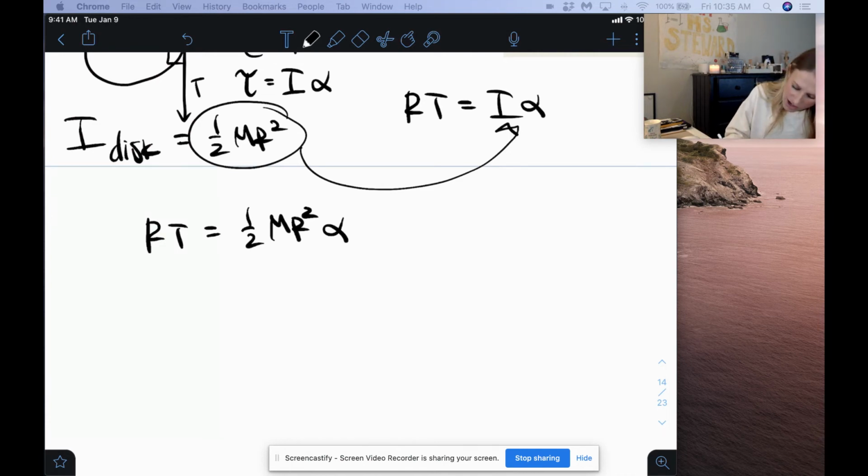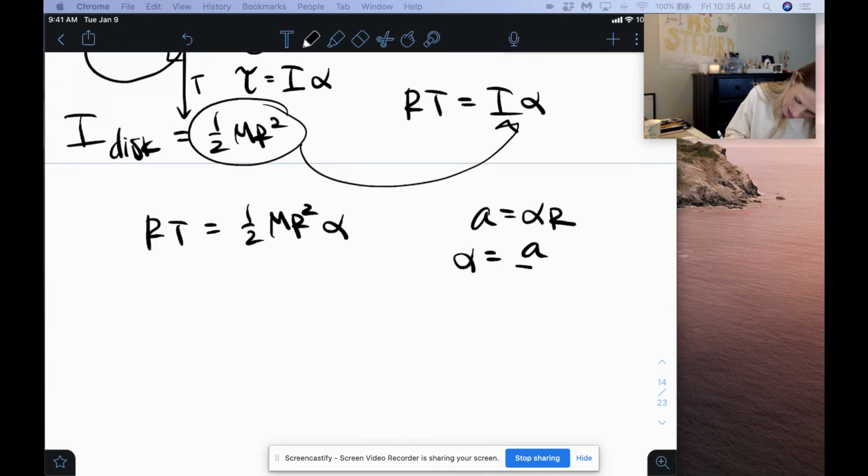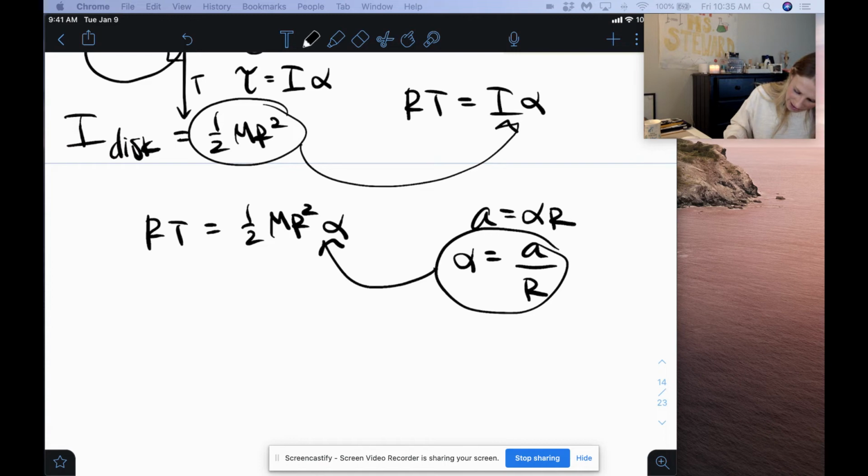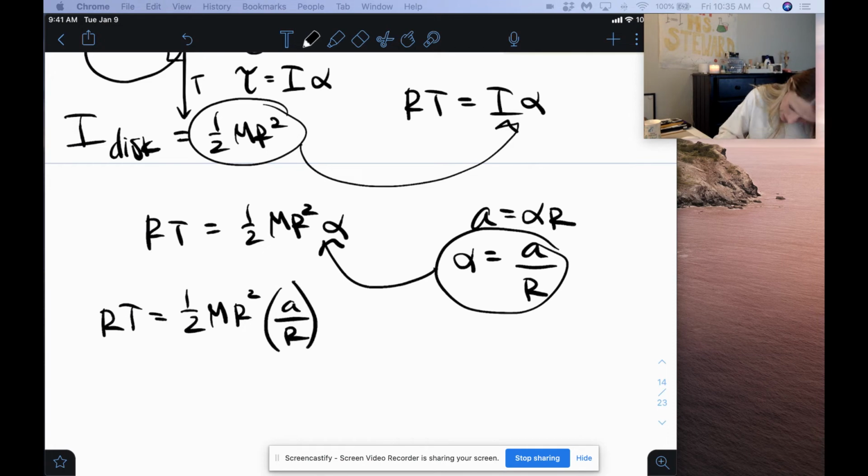linear acceleration. So I know that linear acceleration, and that's the tangential acceleration, of course, is our angular acceleration times our radius. Here, angular acceleration then is equal to linear acceleration divided by radius. So then I'm going to take this whole thing and plug it in for alpha here. So we get radius times tension is equal to 1/2 mass times radius squared times the quantity acceleration divided by radius. So here, one of these radii is going to cancel. And then I see that on either side, I also have radius. So that radius cancels with the other radius.